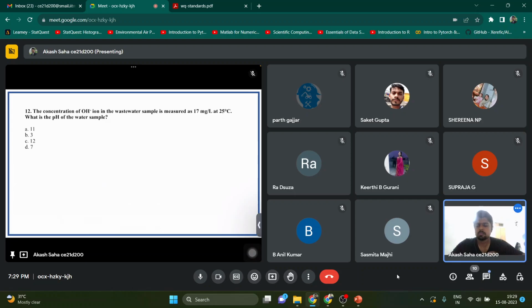So the next question is: the concentration of OH minus ion in a wastewater sample is measured at 17 milligram per liter at 25 degrees Celsius. What is the pH of the water sample? The options are 11, 3, 12, 7. We are asking the pH of the water sample, and the OH minus concentration is given, which is measured at 17 milligram per liter.